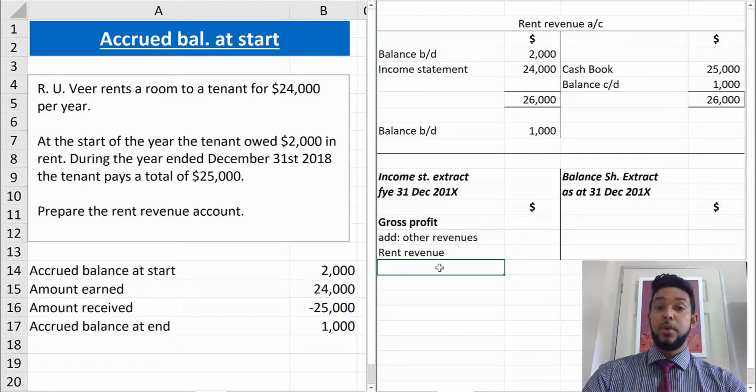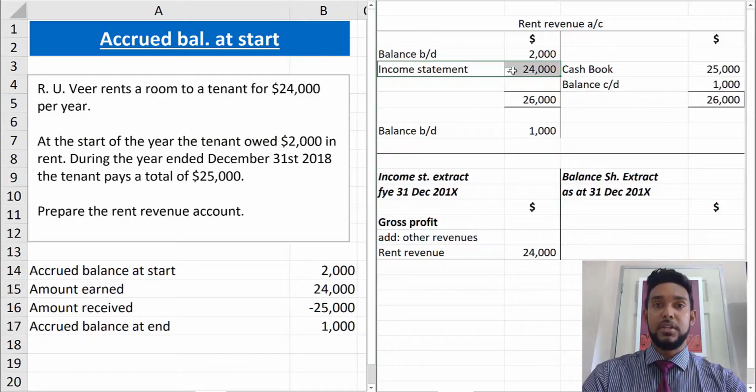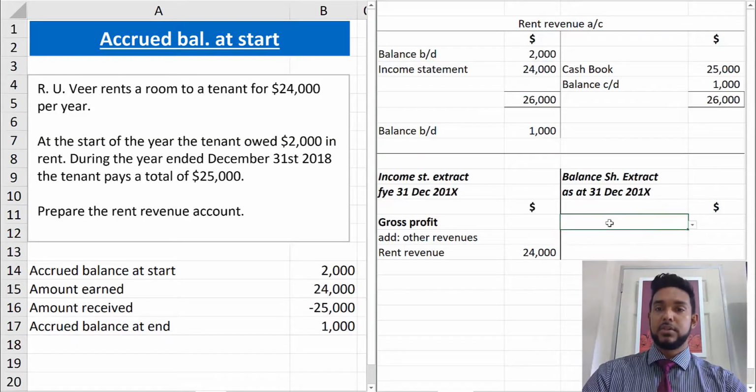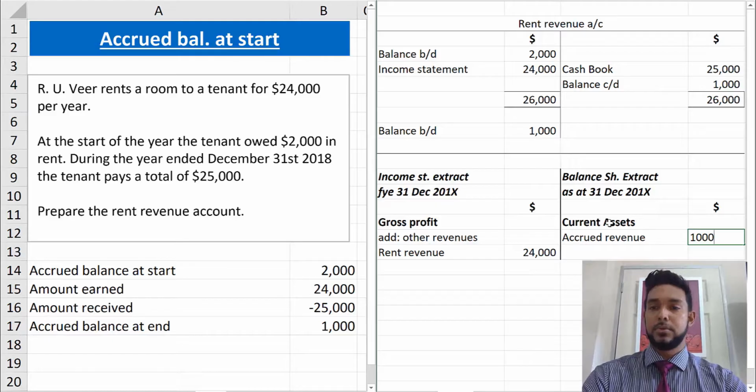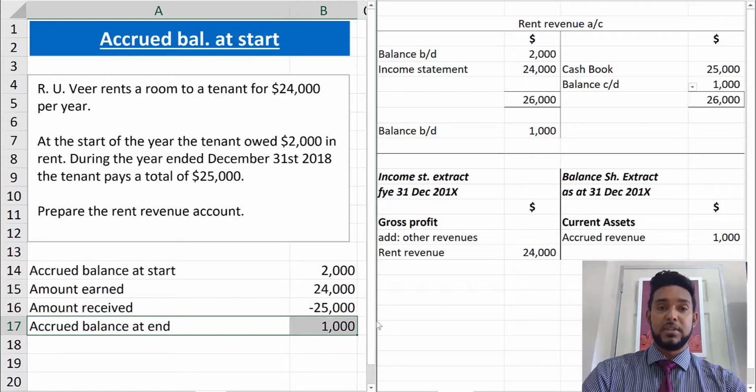Okay, rent revenue. How much goes here? $24,000. Regardless of how much was owed at start, owed at end, or received, the amount earned goes in the income statement. All right. Now, what's going to happen here? So, accrued revenue is a current asset. All right, and that's $1,000. All right. So this is how the solution looks for this particular question. So that's where we have an accrued balance at start, and we ended up with an accrued balance at end. Right? Because once again, the total amount that was due to us was not received. We received a little less, which means we're going to have an accrued balance at end here.